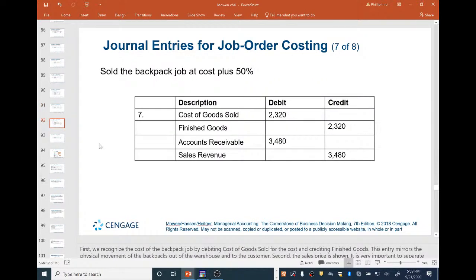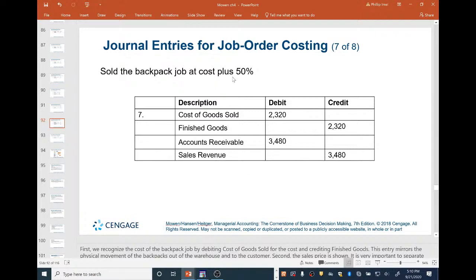Sold the backpack job at a cost plus 50%. Here's the cost. So now we're just moving finished goods into cost of goods. So we're hitting our income statement for 2320. Reducing our finished goods. So when it's sold, finished goods move to cost of goods. That's the journal entry to accomplish it. Increases expense, reduces our finished goods on the balance sheet.